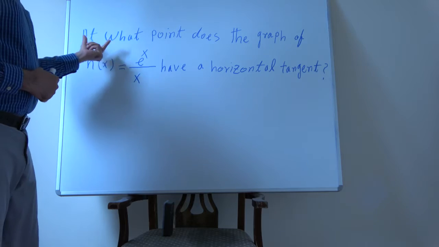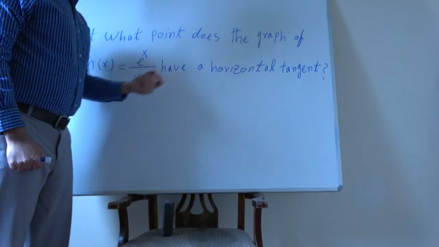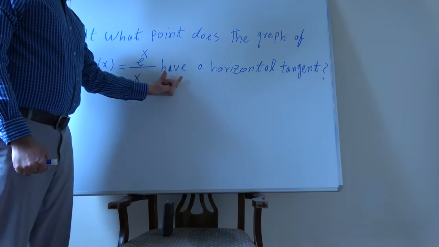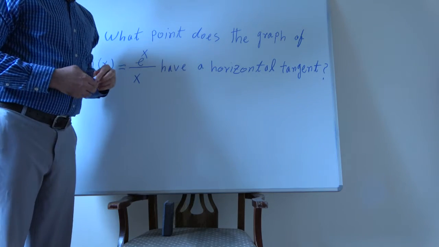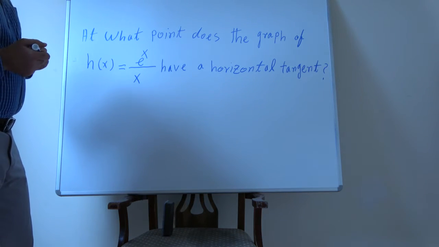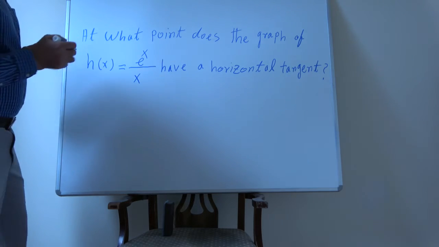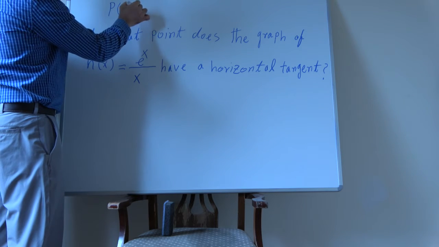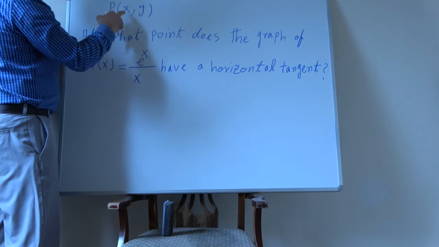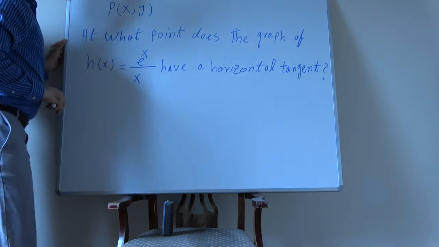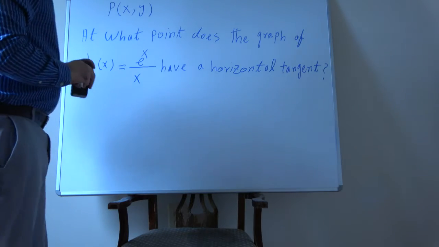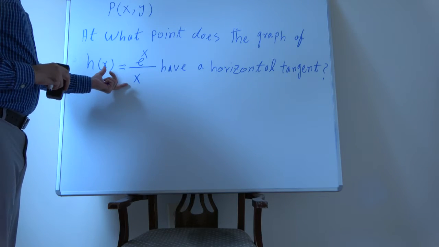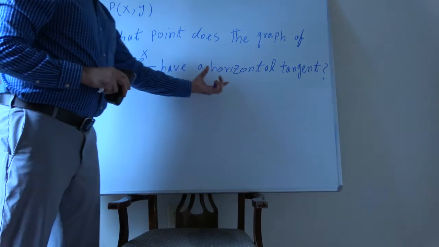We have a question: at what point does the graph of h(x) equal e to the power of x over x have a horizontal tangent? So here we are trying to find the point, which would be x and y. So we are finding the value for x and y. We know that the slope of a horizontal tangent is 0.